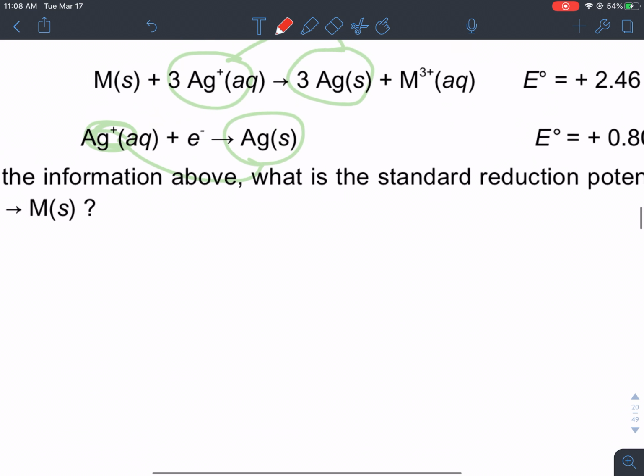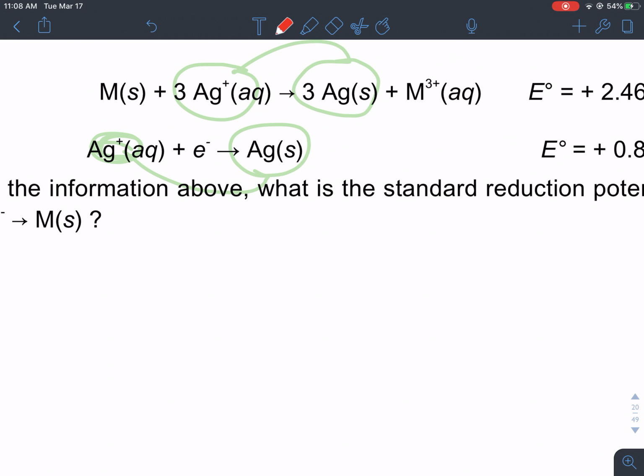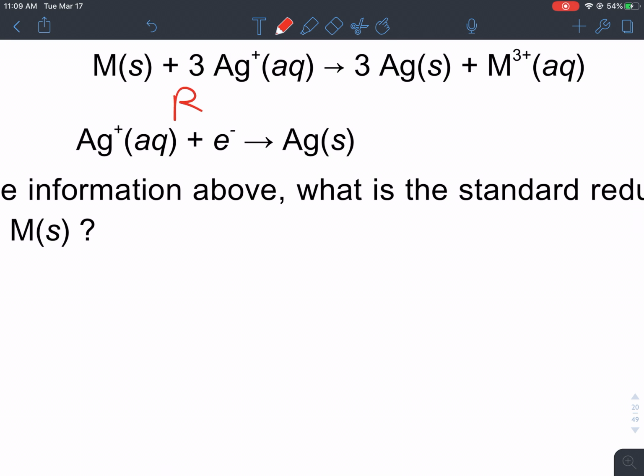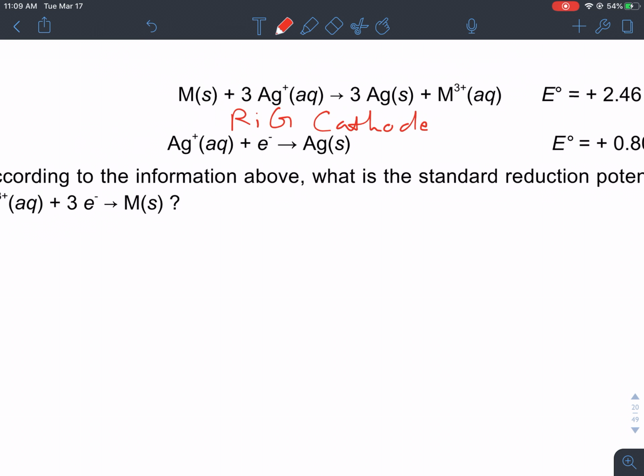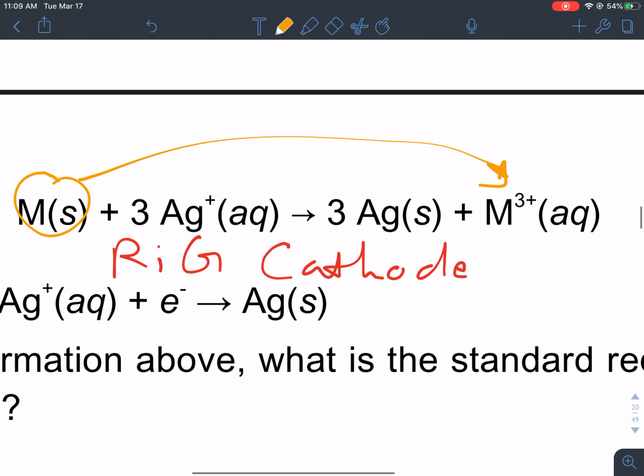Now, since they're reducing, this Ag plus is gaining an electron to become Ag. Just like this Ag plus is gaining an electron to become Ag. So we know right now that this is our reduction. They're gaining electrons. This is our cathode. Okay, so M. Check out what M's doing. M is neutral, no charge, becoming 3 plus charge. It must be losing its electrons because it's becoming positive. So therefore, M is oxidizing. Okay? It is our anode.